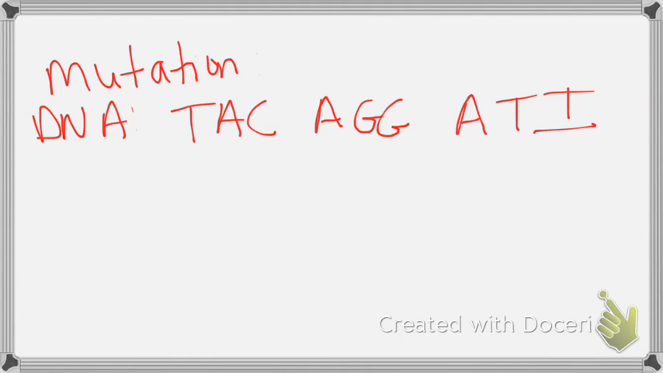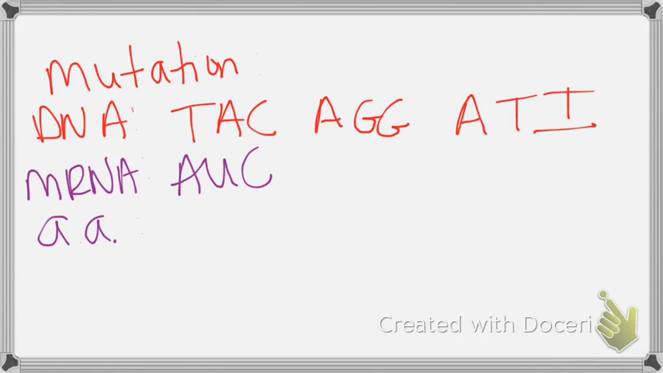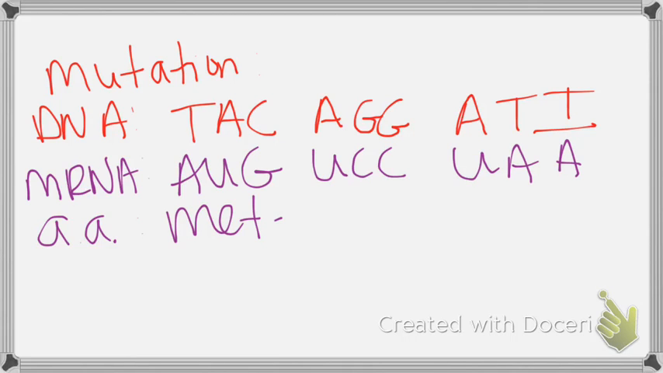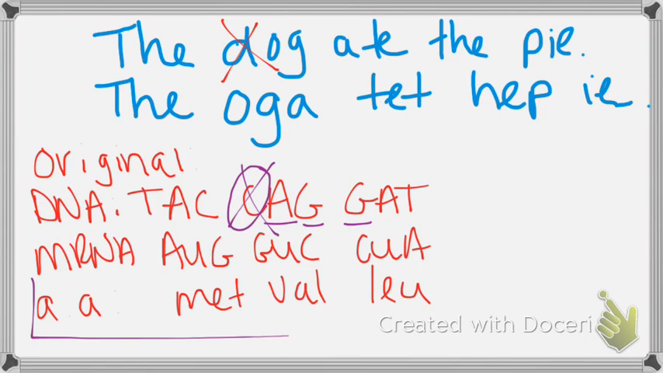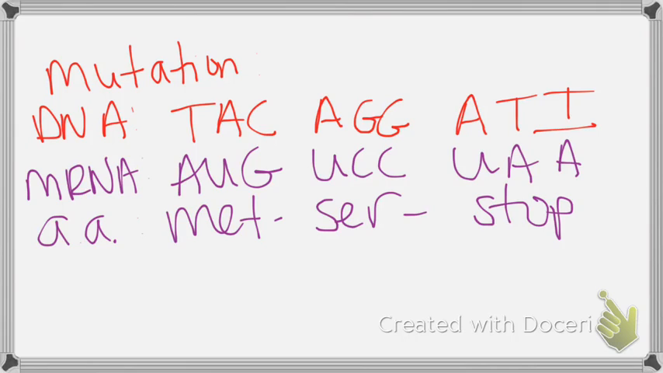Okay, now let's pause the video and I'm going to give you a chance to figure out the mRNA and the amino acid sequence. Right, for your mRNA you should have AUG, UCC, UAA. Right? So our amino acid is going to be methionine as our start. You should get serine and then a premature stop. Okay, so if we can compare this to our original amino acid sequence, methionine, valine, leucine, we now have methionine, serine, stop. So that means that every single amino acid after that mutation has changed.